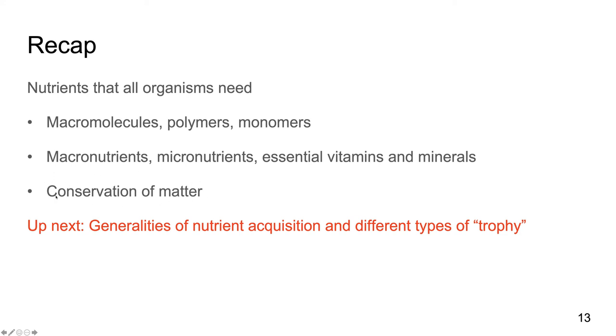And it just means that organisms can't generate the elements that make up macromolecules and monomers and polymers from nowhere. They have to get them from the environment. That's why we need to consume nutrients. That's why organisms need nutrients from the environment, because they can't make their own individual elements. So up next in the next lecture, we'll talk about the generalities of nutrient acquisition and different types of trophy, and this should be a bit of a review.